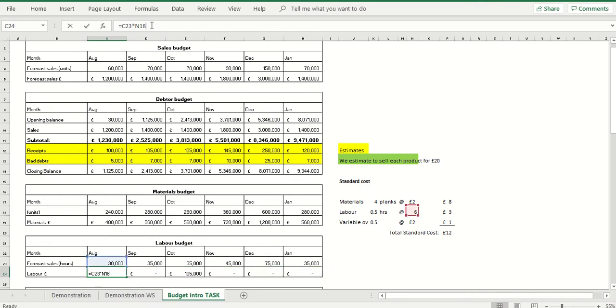And what have I done wrong here? I should probably just say, instead of using that reference, I'm just going to say times 6. It's still the same thing, £6. And let's drag it across again. So we get this.